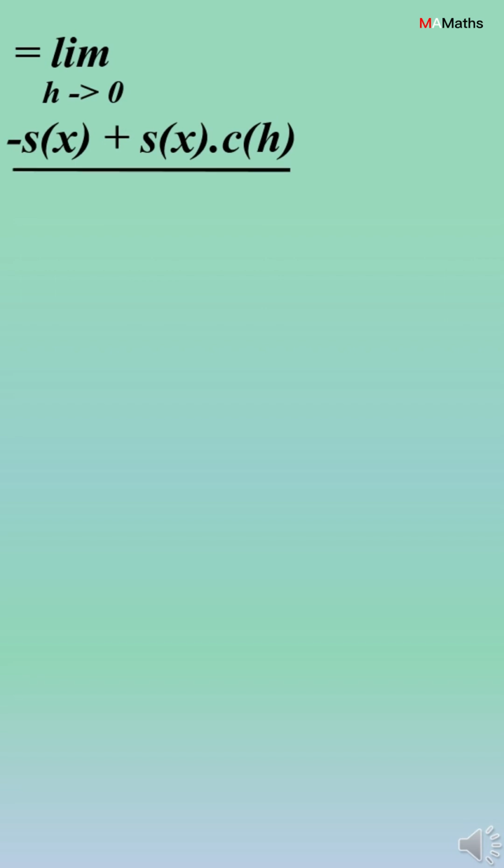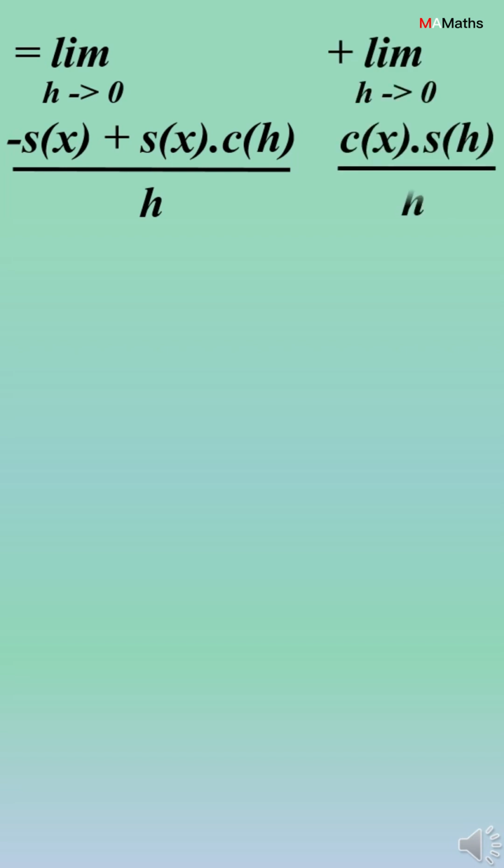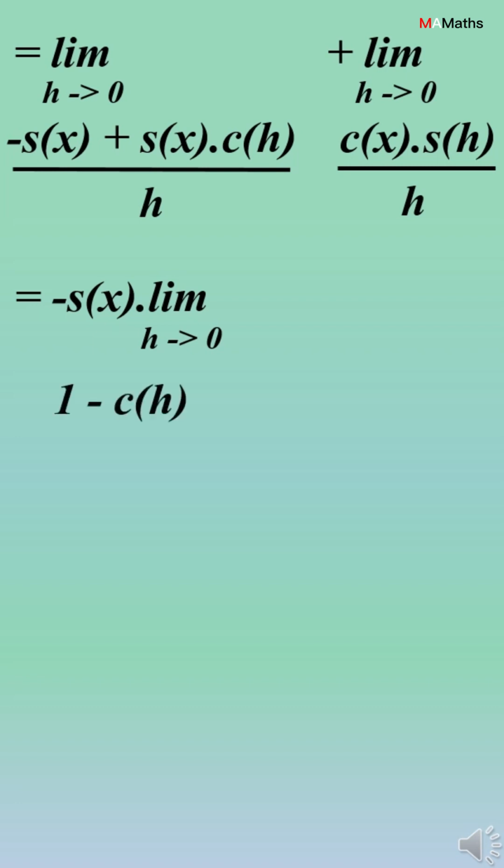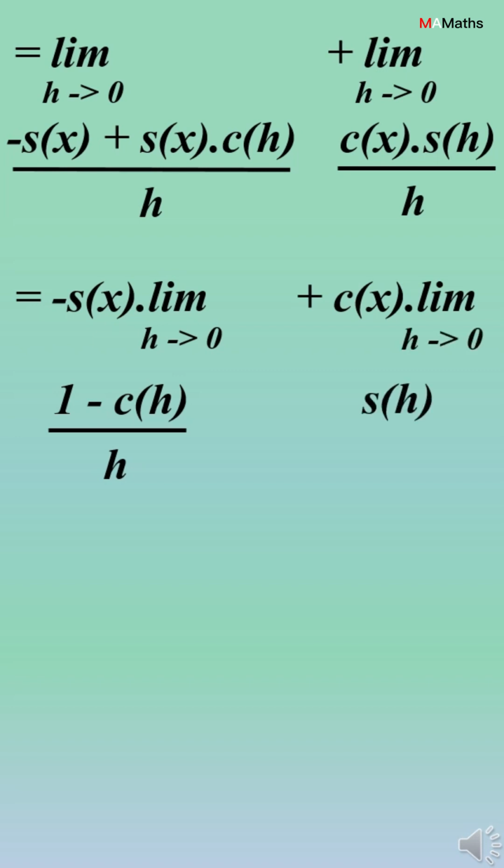So continuing from the previous slide, on the left we have the limit of minus sine of x plus sine of x times cos of h over h. And on the right hand side, the limit of cos of x times sine of h over h. Factoring out minus sine of x on the left hand side, because we're looking at the limit of h, so minus sine of x becomes like a constant, minus sine of x times the limit of 1 minus cos of h over h. That's the left-hand side. Let's look at the right-hand side. Plus cos of x, we're factoring that out into the limit of sine of h on h.